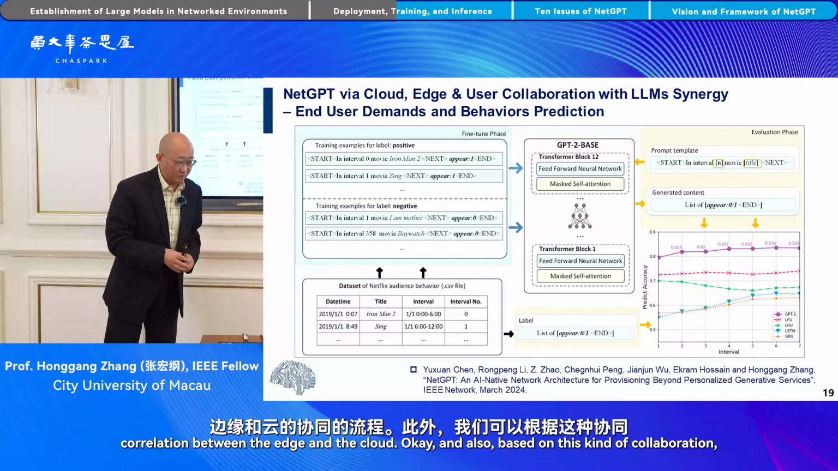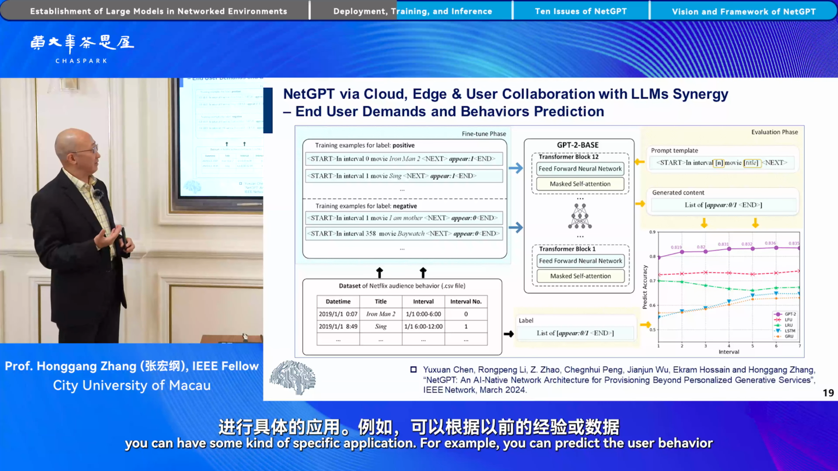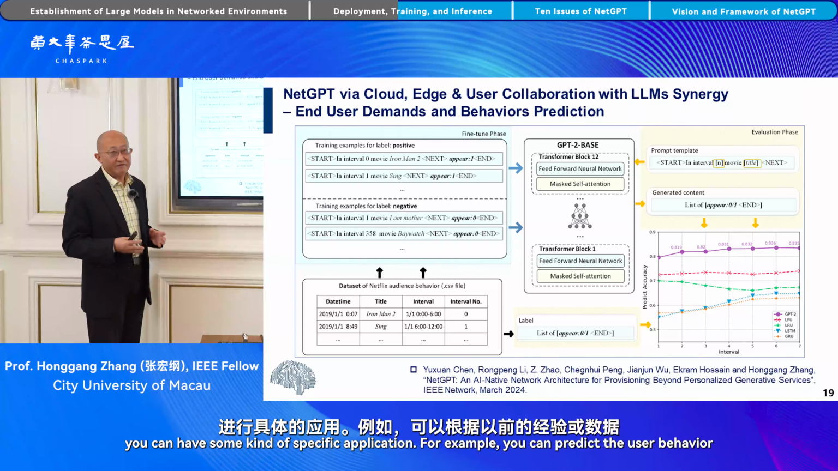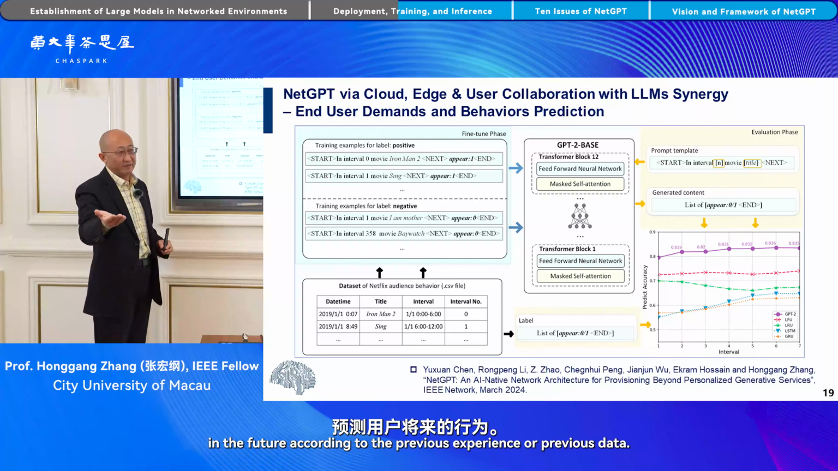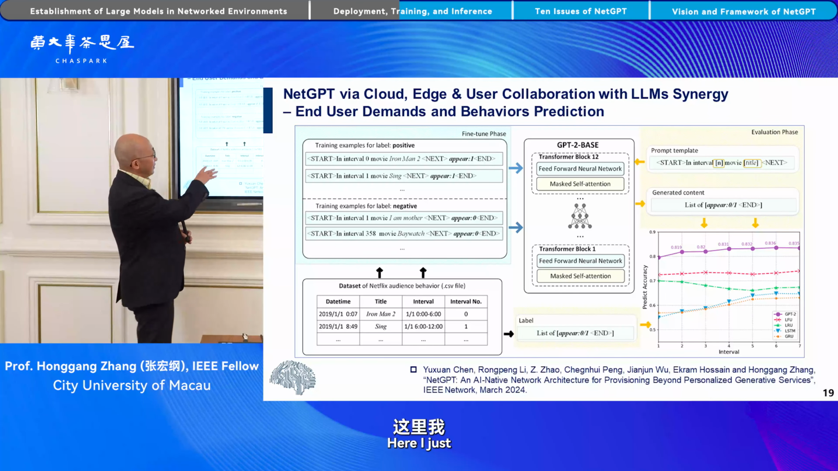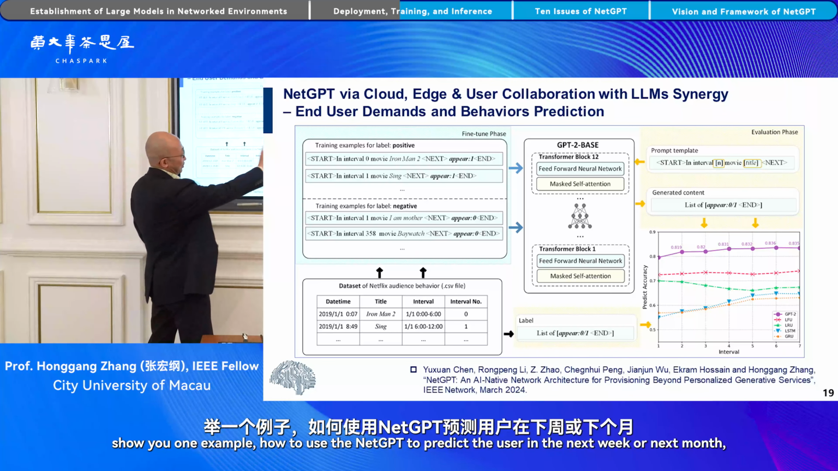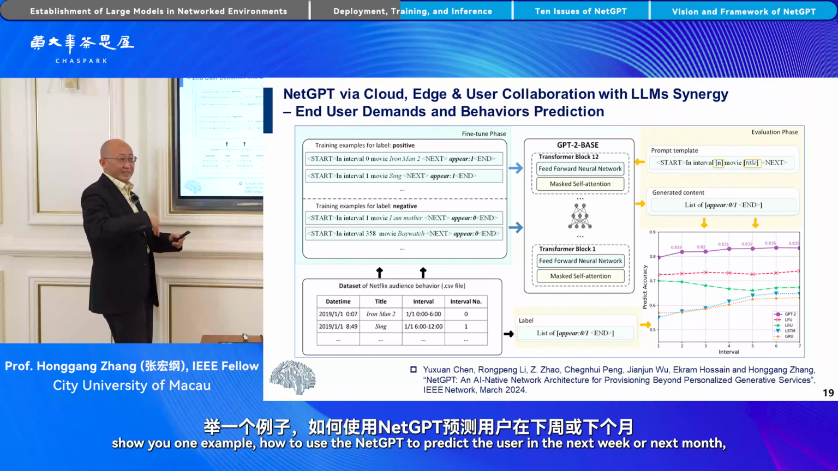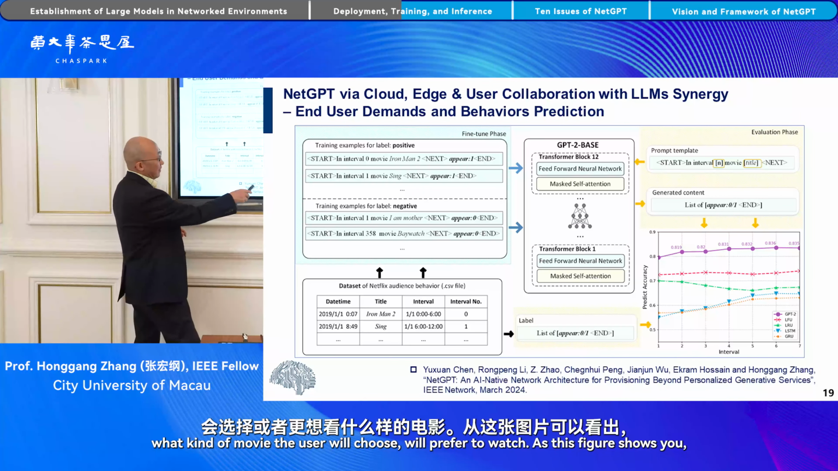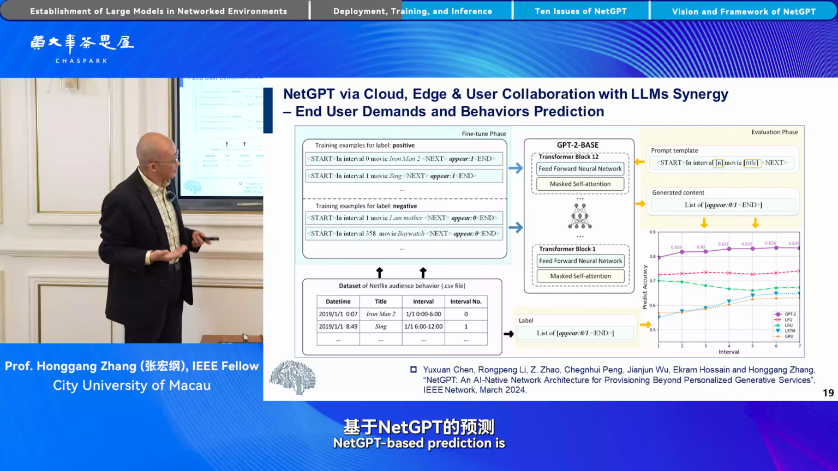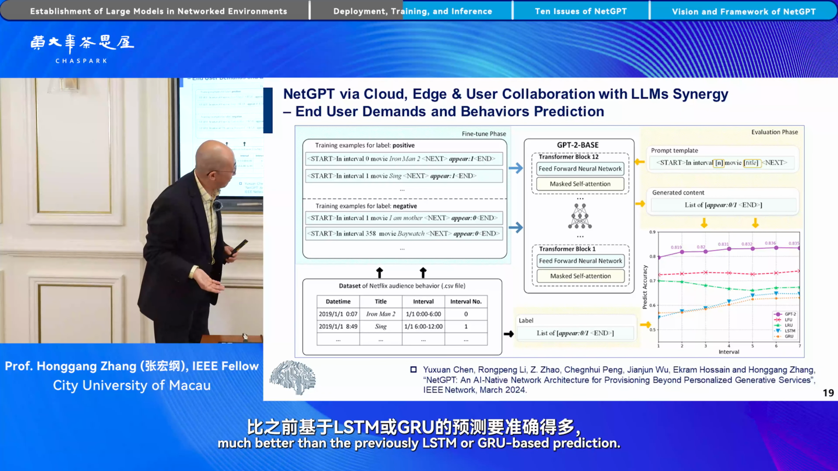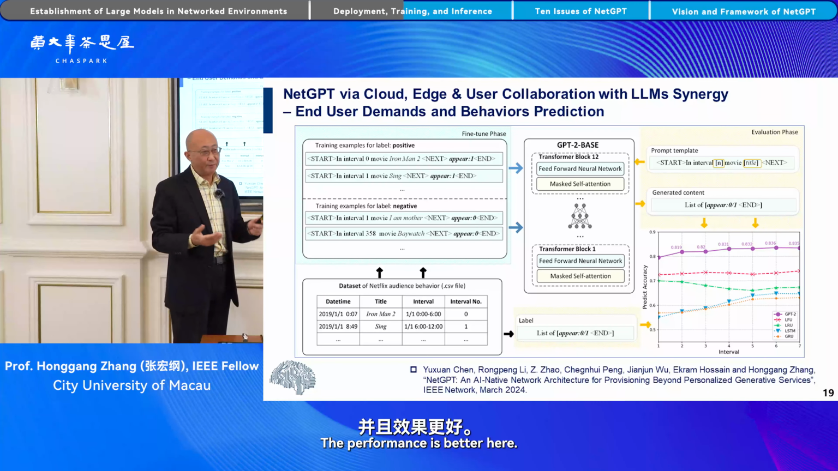Okay, and also, based on this kind of collaboration, you can have some specific applications. For example, you can predict the user behavior in the future according to previous experience or previous data. So here is just one example of how to use NetGPT to predict what kind of movie the user will prefer to watch in the next week or next month. As this figure shows, the NetGPT-based prediction is much better than the previous LSTM or GRU-based prediction. The performance is better here.